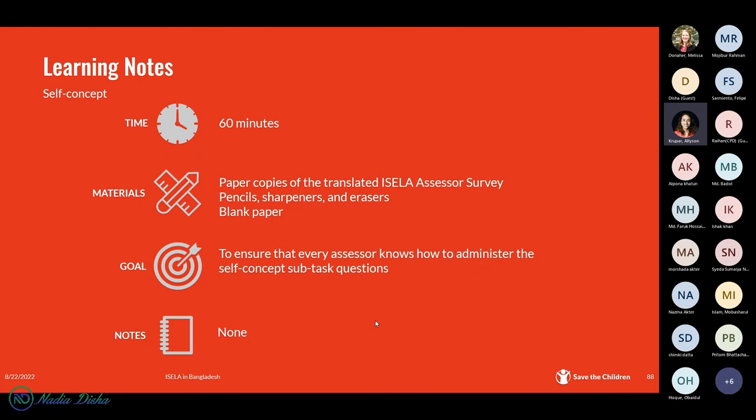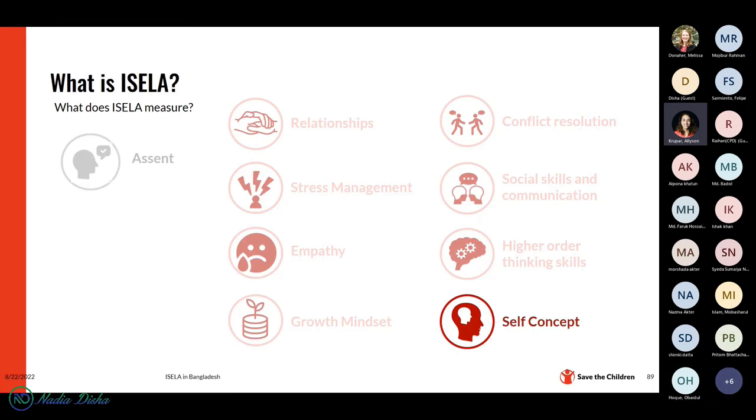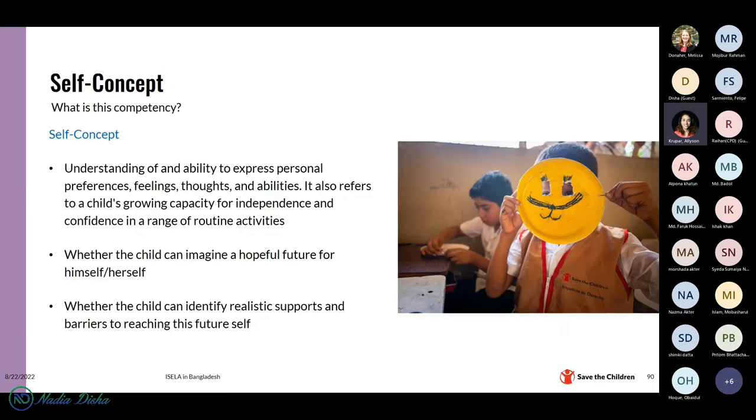But yes, so self-concept. What we're measuring is the ability to understand and express personal preferences, feelings, and thoughts, and to understand your own abilities. It also refers to your capacity for independence and confidence. And what we're measuring here is also whether children can imagine a hopeful future for themselves and identify realistic supports and barriers to that future.